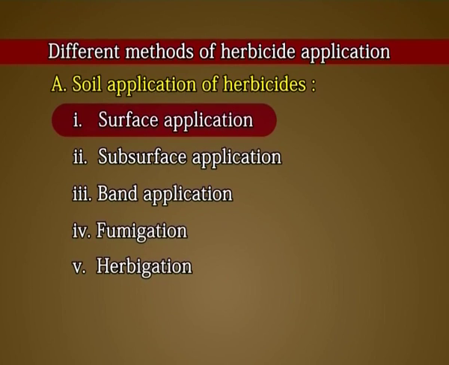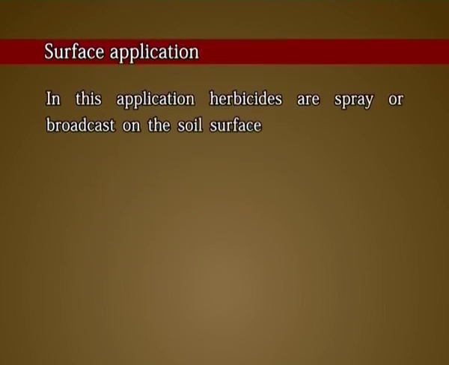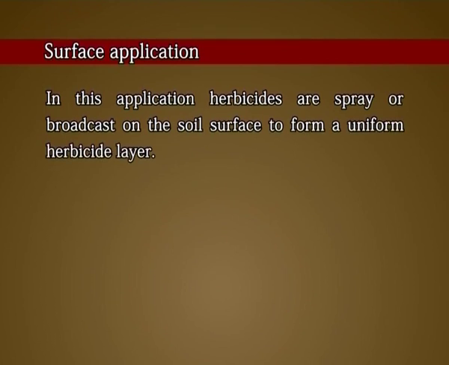Number 1, surface application. In this application, herbicides are sprayed or broadcast on the soil surface to form a uniform herbicide layer. The herbicide penetrates only a few centimeters into the soil because of its low solubility, so incorporation is done to prevent the volatilization and photodecomposition of the herbicides. Example, fluchloralin, left undisturbed under irrigated condition and incorporated under rain-fed condition.